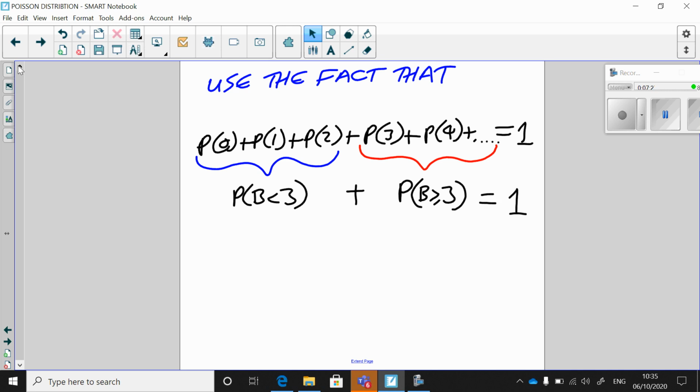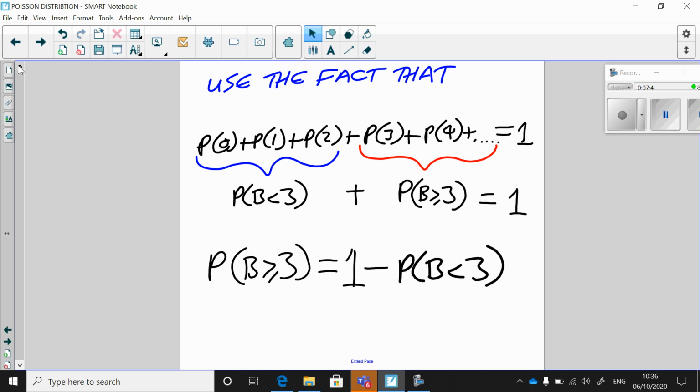That's a definite. So the one we want is greater than or equal to 3. So we're just going to get rid of the left-hand side, highlighted with a curly bracket in blue. I'm going to take it to the other side and subtract it from 1, because the b less than 3 only contains 3 probabilities that I have to evaluate.